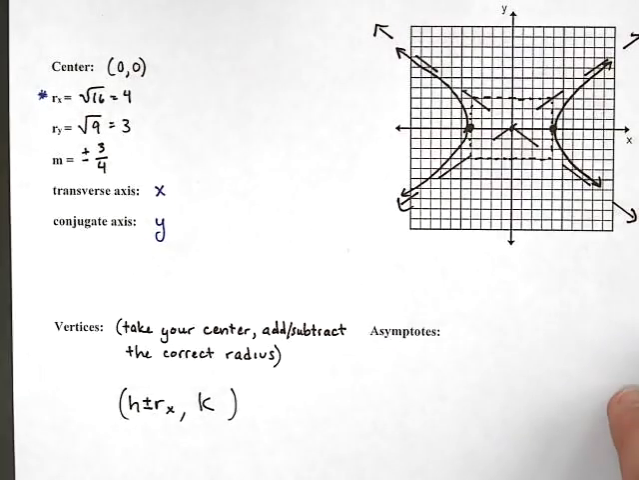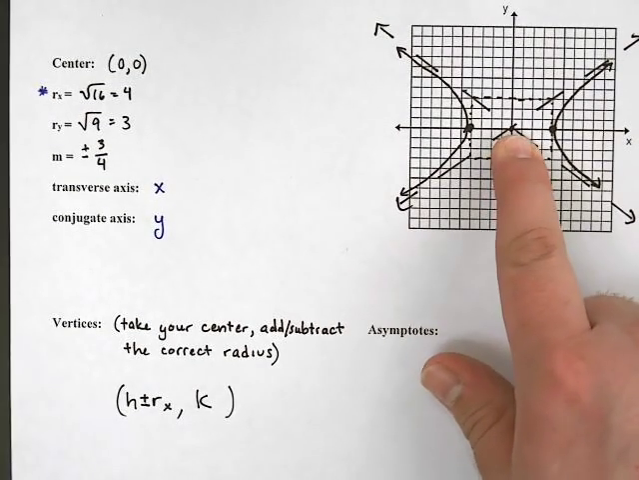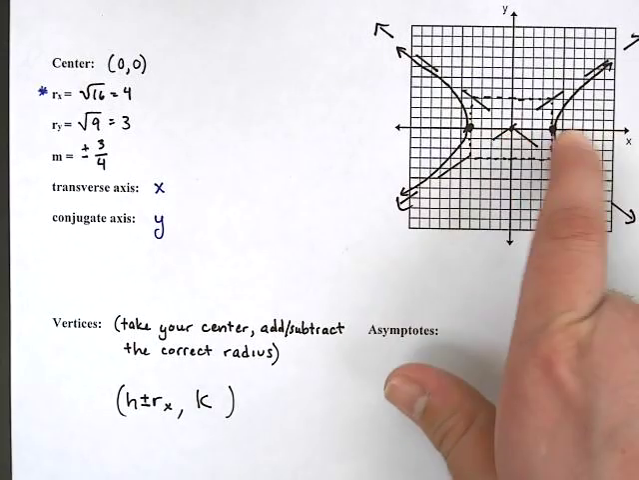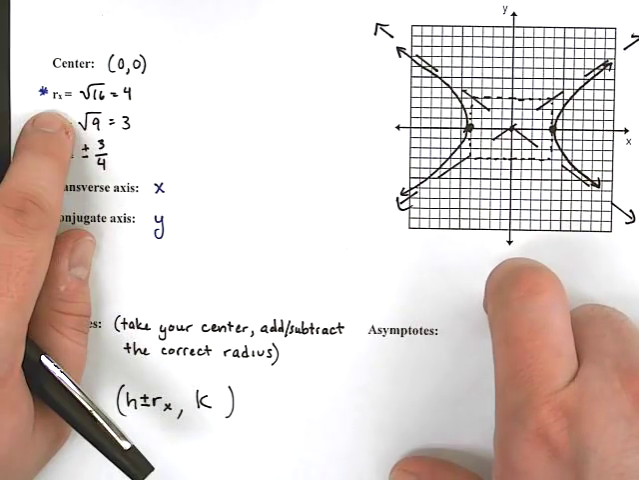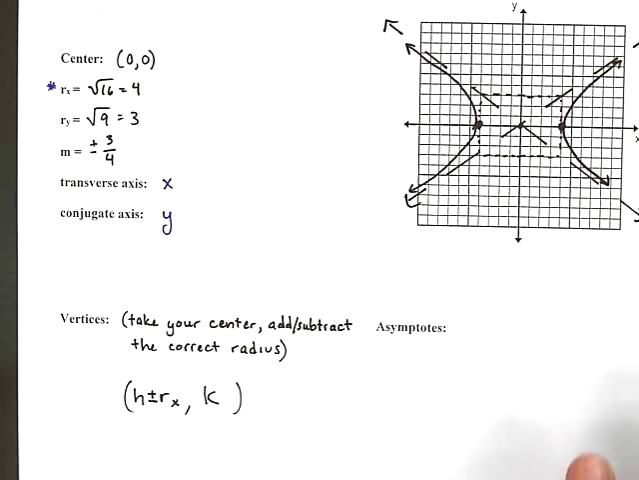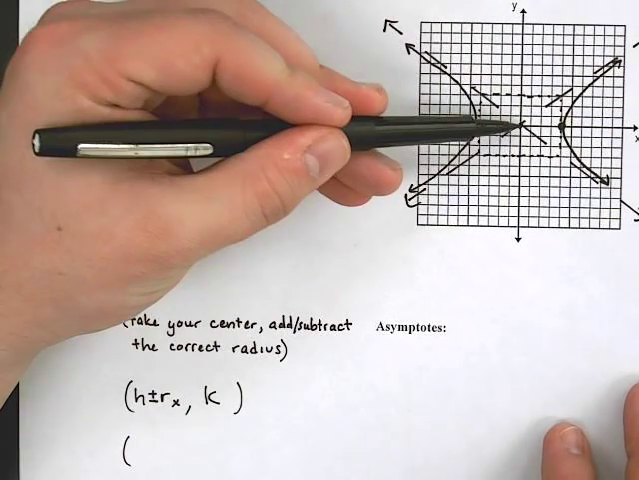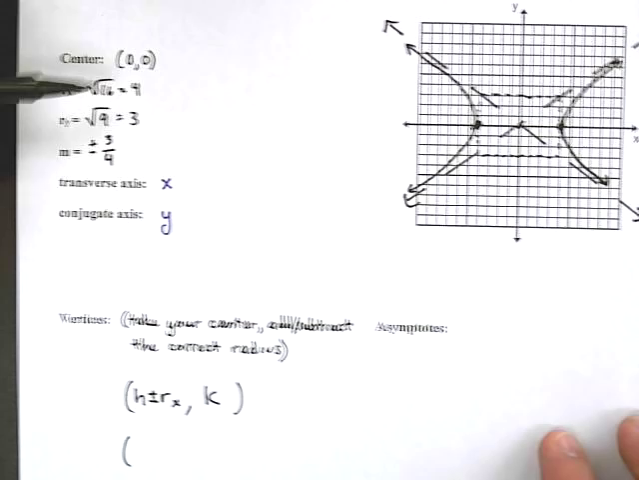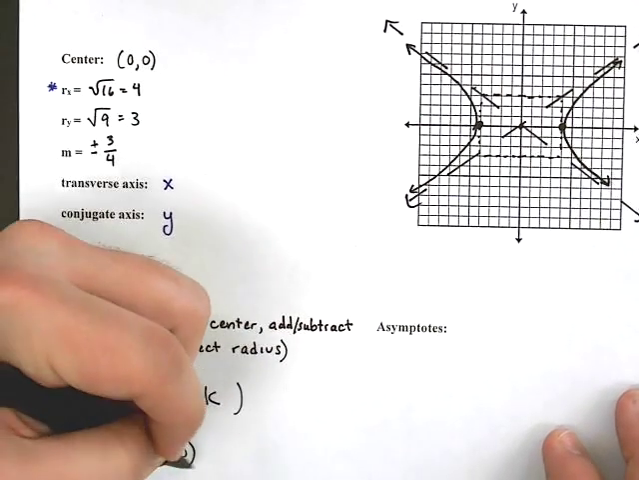Hopefully that makes sense, right? We know that we're starting at the center, and because the vertices are going to the left and to the right, I just need to take away or add that radius. So in this situation, I had a 0 as my center point, my h, but now I'm adding or subtracting 4. So plus minus 4, comma 0.